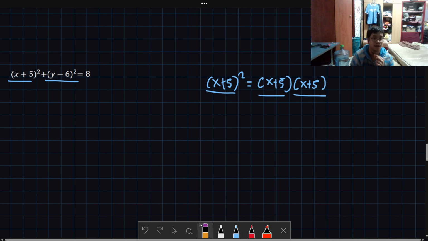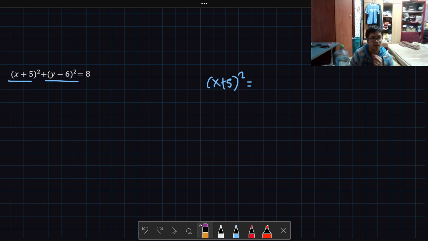But for me, I'm not going to do the FOIL method, but rather an algebraic technique, which I do believe is much better. But again, it's up to you. If you want to know what the FOIL method is, I discussed that in the video about converting standard form to general form. You can watch that. But for me, I'm going to do the algebraic technique.